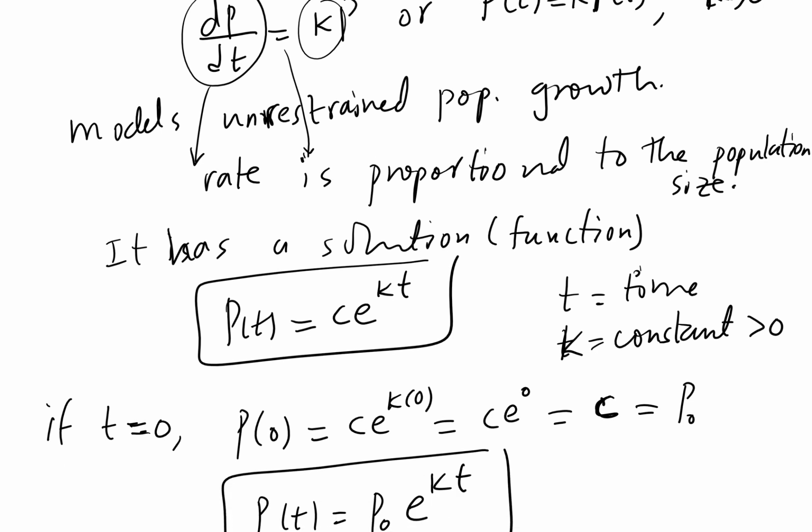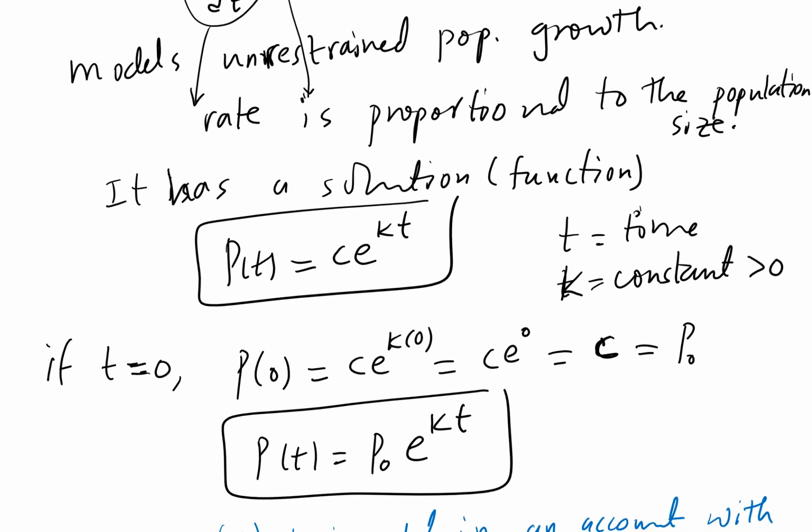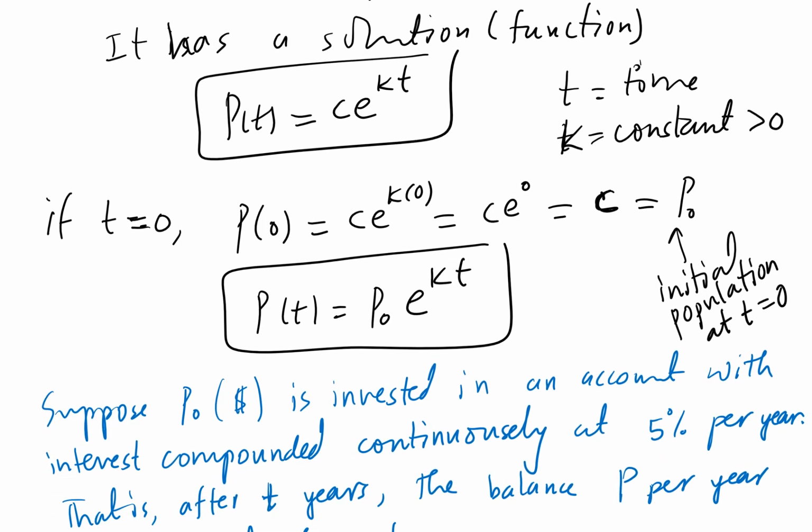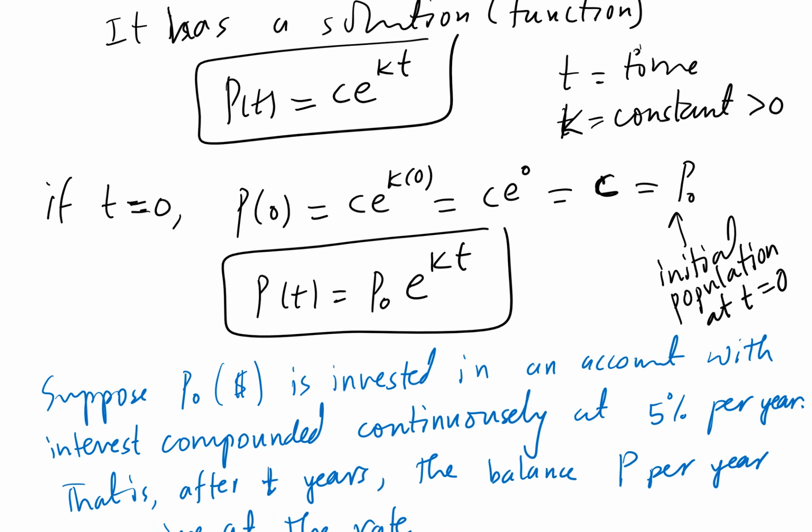So if t equals 0, we substitute into the boxed equation, and we found P of 0 to be C e to the k times 0, C e to the 0. E to the 0 is 1, so that gives me the constant, which we're going to call P of 0. That's called the initial population at time equals 0.